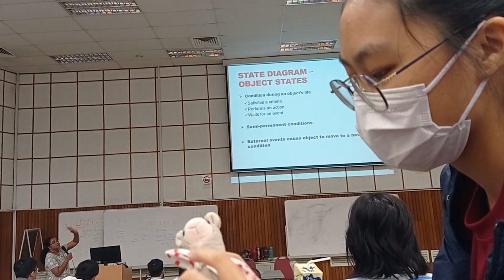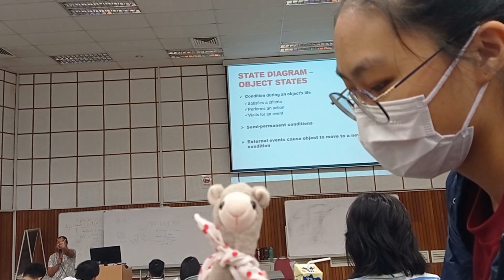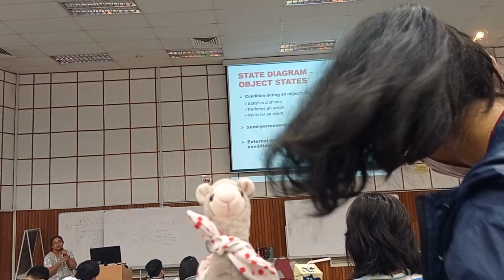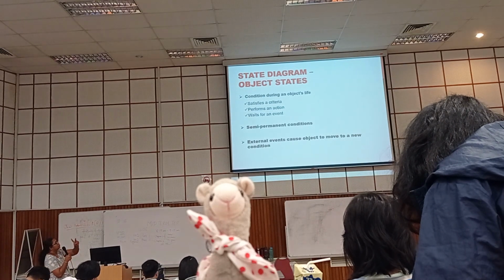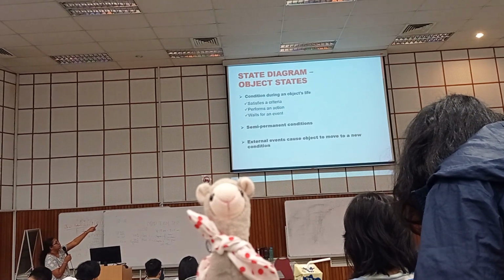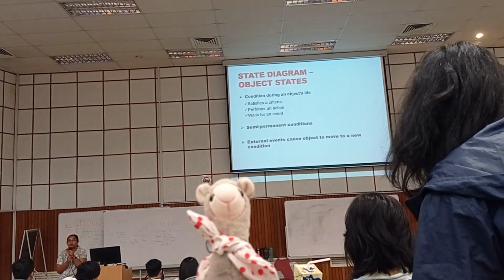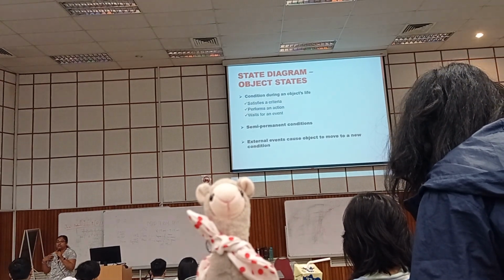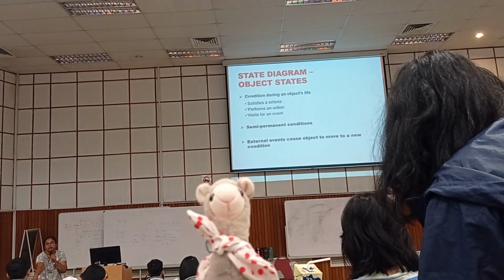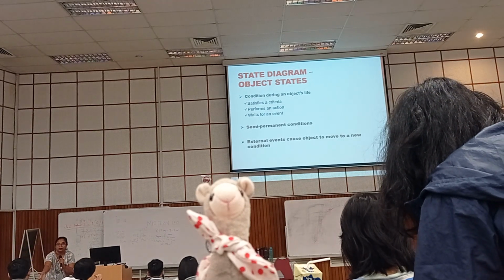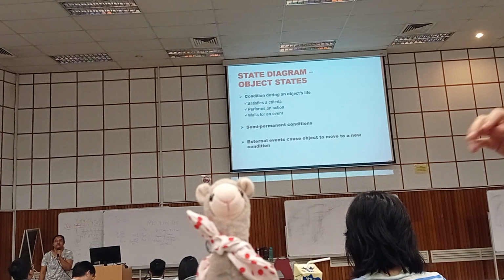Okay. Then there are three things that can make a state change from one to another. What are the three things? The first thing is condition. Any condition can make a state change from one to another. Number two, external events. External event means like a user goes and books the chair, reserves the chair, or someone goes and sits on the chair. That makes the state change from one to another. External event. You understand or not?